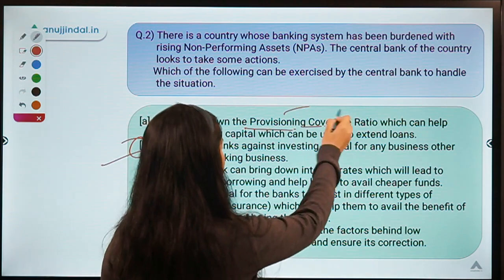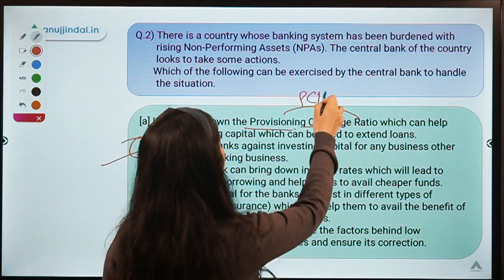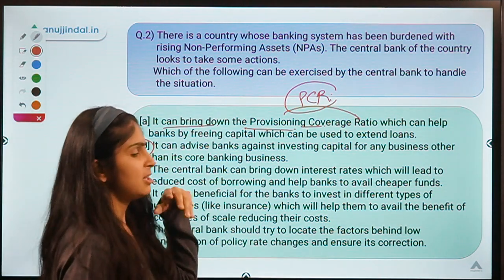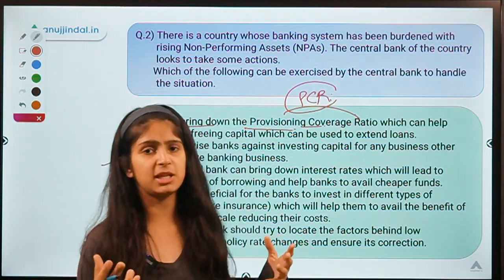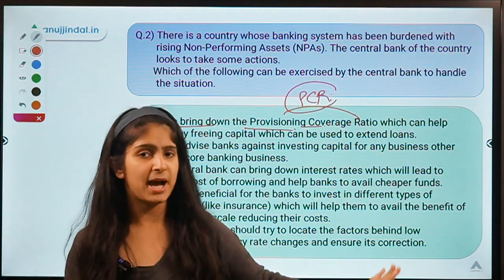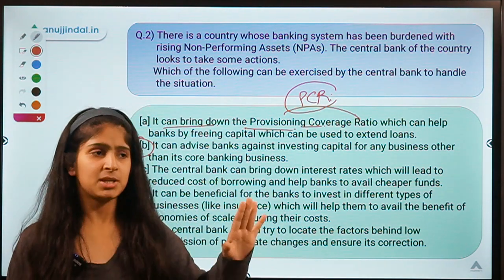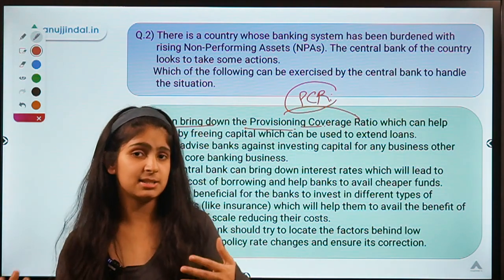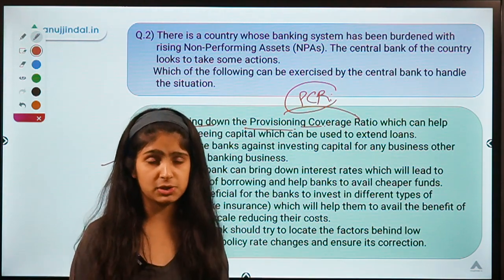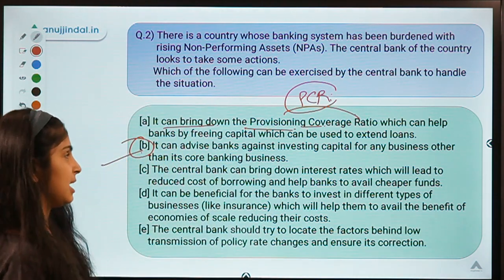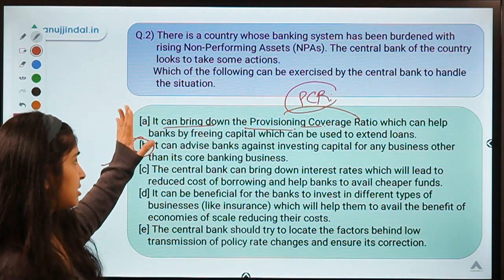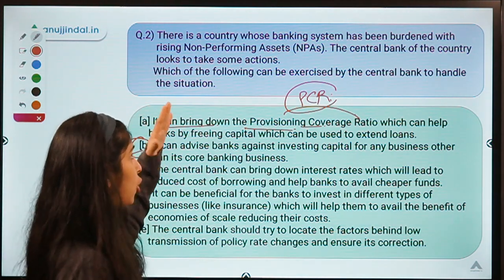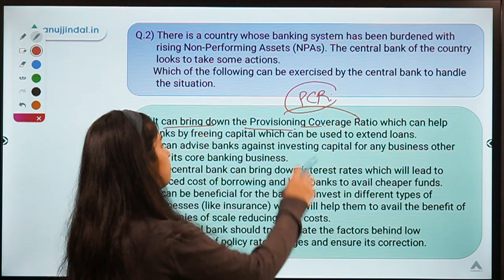So guys, if you remember, we have discussed this ratio called PCR in one of our previous sessions. In simple terms, it means how much provision is being created by the bank in relation to the bad assets it has. So if it is going to make a loss of 100 crores, what is the saving that it has in that particular loss's name? That is PCR.